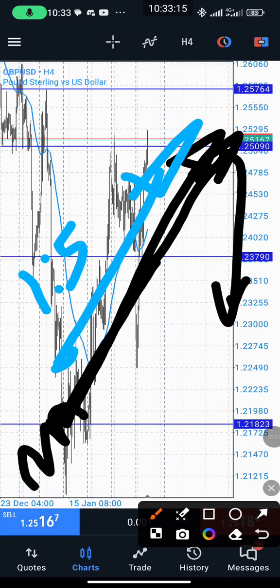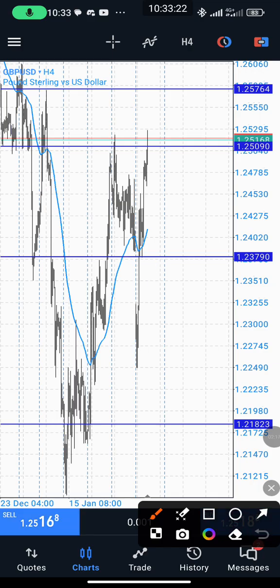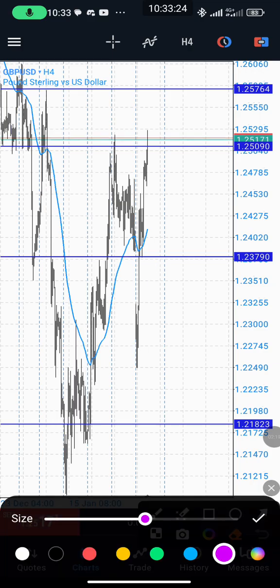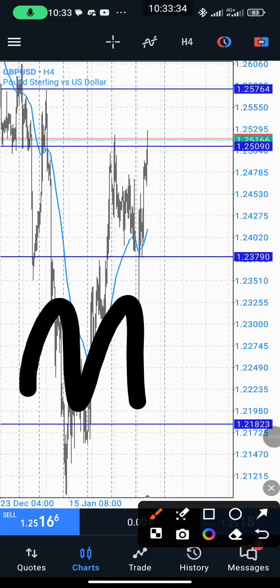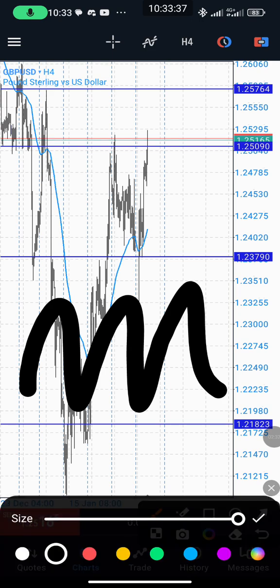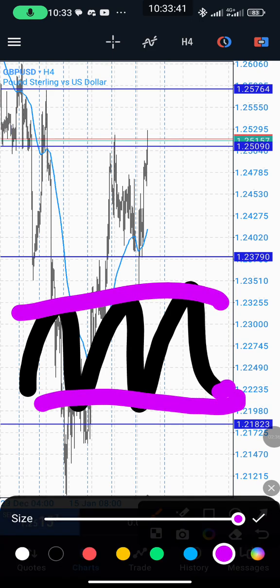Also, let's talk about range trading, right? When the market is in a range, your exit is also going to be different from if you're trading in a trend. Let's say this is a range. Let me get the marker. Okay, so this is a range. Your exit plan when you're in a range is going to be different from when you are trend following.